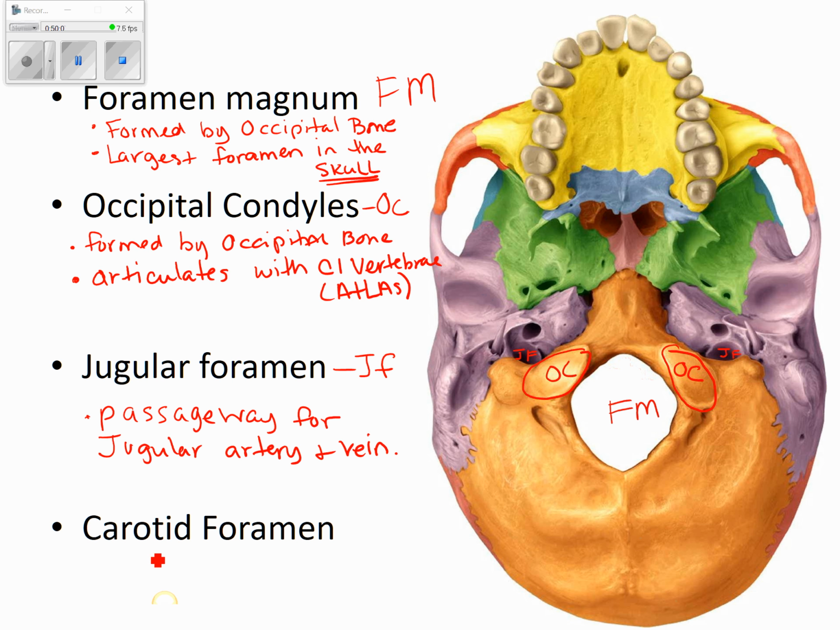Sorry about that. Next, you have your carotid foramen. And of course, that's right here. I'll just put C for that one. The carotid foramen, of course, that's going to be a passageway for the carotid artery and vein.